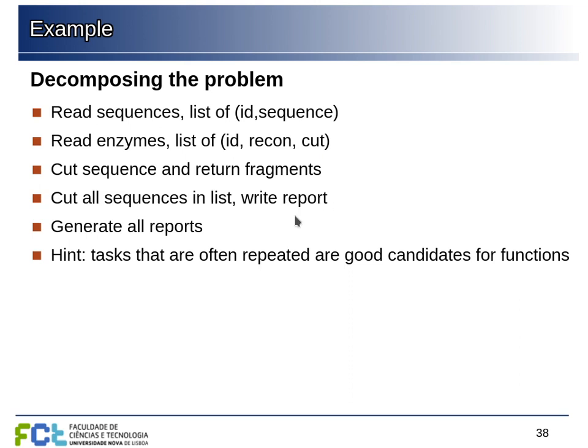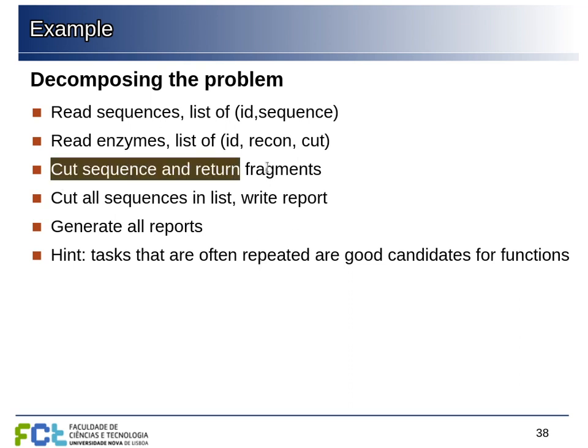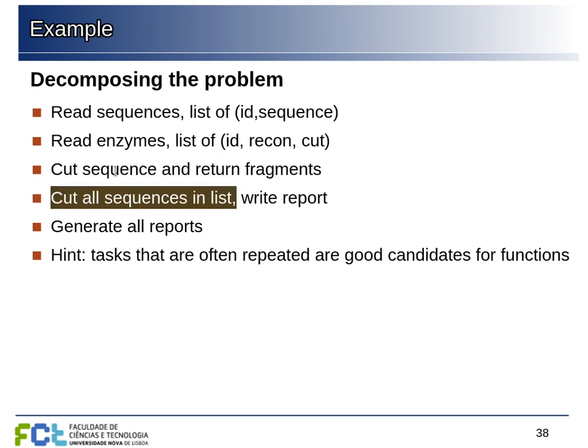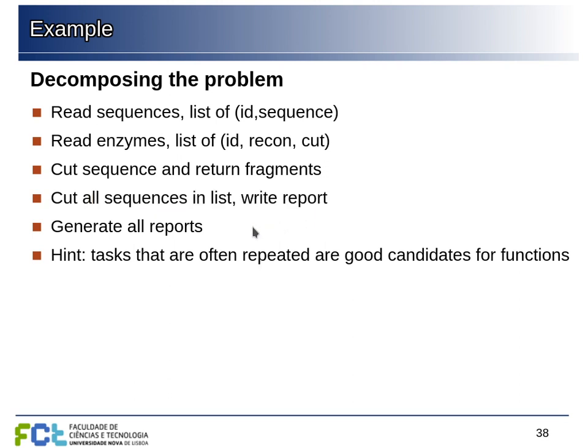So this is a general hint. If you have one thing that you need to do over and over again, that's a good way to break down the problem. Write some code to do this once, and then you call that code every time that you need it. So this would be, we have one function to cut one sequence with one enzyme, and now we're going to create a function that uses that one to cut all the sequences and then write the report for that enzyme. And finally, we create a function to write all the reports. So this would be the first step, thinking about how the algorithm breaks down, how the different pieces work together and what pieces you have.